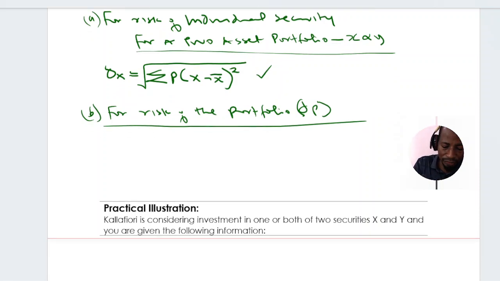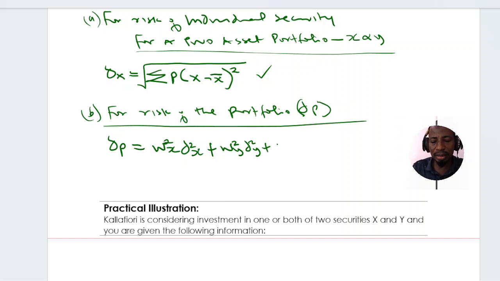To compute the risk of the portfolio, denoted as σP, you pick the proportion of the amount invested on security X. You square the number, you multiply with the variance of security X, plus the proportion of the amount invested on security Y. You square it, multiply by the variance of security Y, plus, because we are talking about a two asset portfolio, multiply by plus 2, multiply by the proportion invested on security X, multiply by the standard deviation of security X, multiply by the proportion invested on security Y, multiply by the standard deviation of security Y.